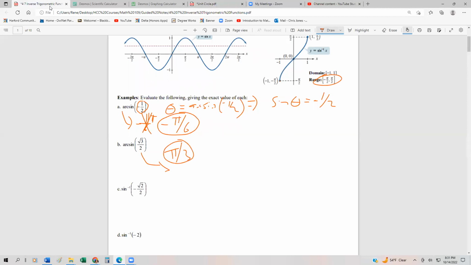Okay, so again, the arc functions give us an angle. So what this means is that theta is equal to the arc sine of root 3 over 2, or that means that the sine of theta is going to be equal to root 3 over 2, and we're looking for this angle. Okay, so that's why we get pi thirds from that.